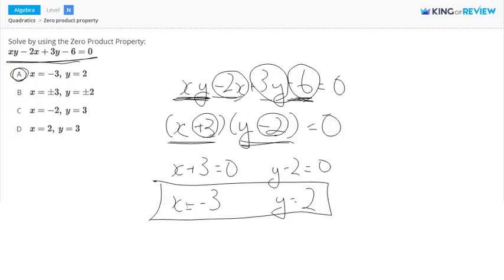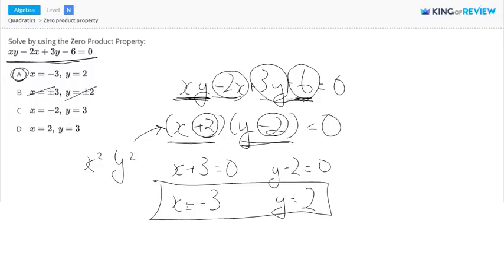Well, let's look at our other options. Option B says plus or minus 3 and plus or minus 2. Well, one of those is right, but we aren't going to have x squares or y squares in our equation over here. So we know that these are wrong.